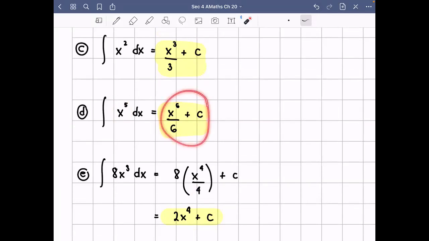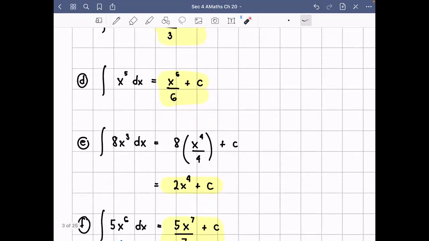So this is 5 plus 1, and then also 5 plus 1, and then plus c. Now, if you have a coefficient, which is 8, you set aside 8, and then you get the antiderivative of x cubed, which is x raised to 4 over 4. This is 4 because it's 3 plus 1. Again, whatever your index is also your denominator. Simplifying, your final answer is 2x raised to 4 plus c.